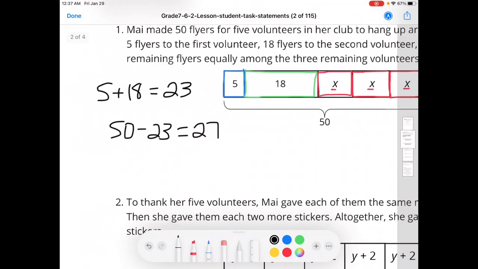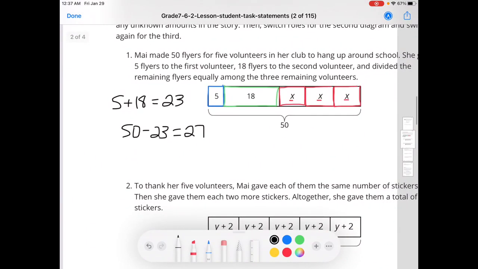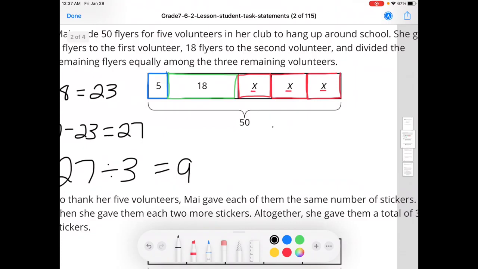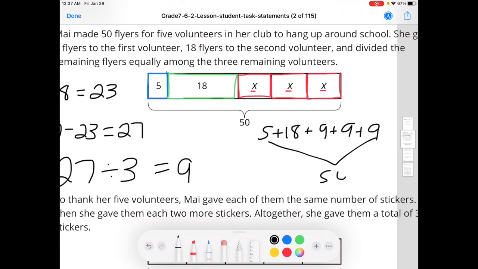So how would I determine the number of flyers that each of those 3 volunteers received? I would just divide by 3. 27 divided by 3, which would be 9. So that means that each of the 3 volunteers received 9 flyers. Then if I wanted to check it, I could just do 5 plus 18 plus 9 plus 9 plus 9. And that should give me 50.